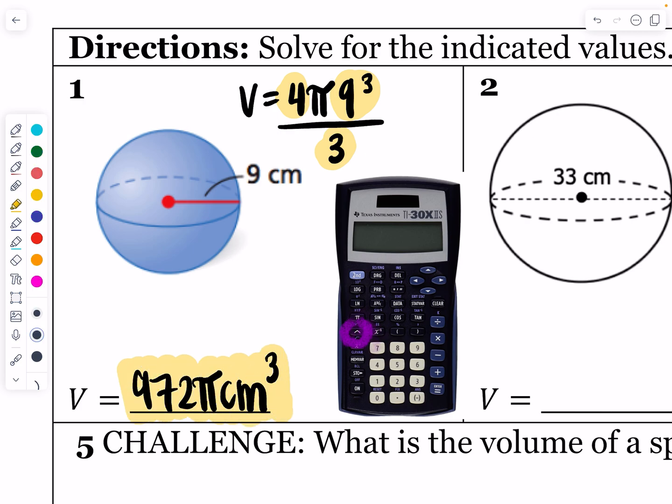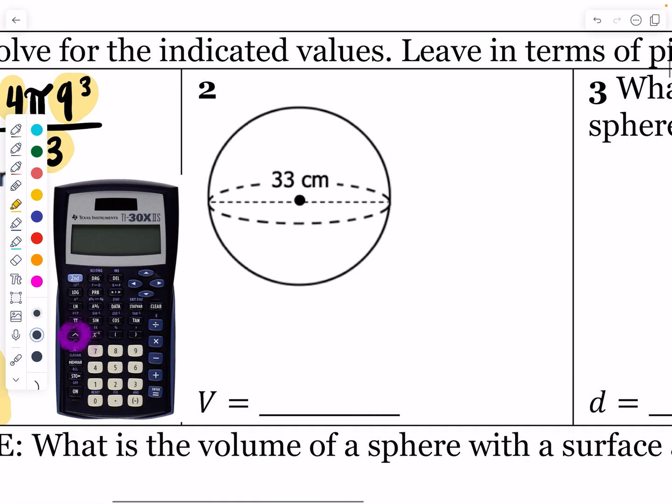Okay, so how can I make this a little bit harder? We're on the next problem. They give you a diameter. The 33 goes all the way across. So if my diameter is 33, what is my radius going to be? My radius is going to be 16.5 centimeters.